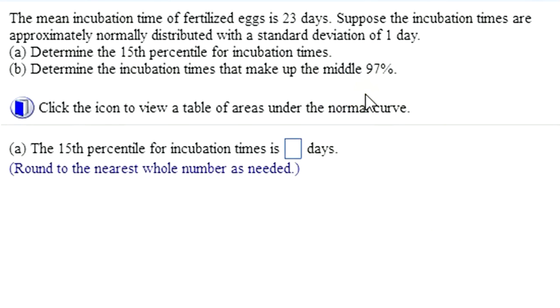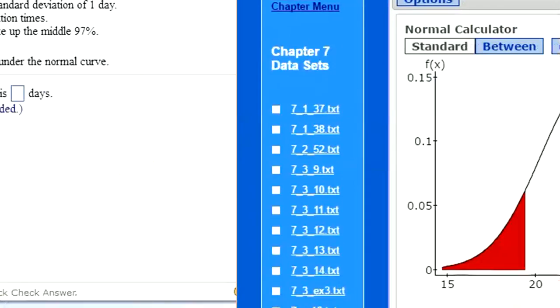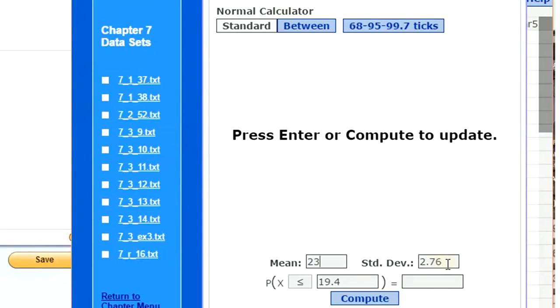Okay, so the mean incubation time of fertilized eggs is 23 days. Suppose the incubation times are approximately normally distributed with a standard deviation of 1 day. Determine the 15th percentile. So finding percentiles. Let's first put our distribution in. 23 is the mean and a standard deviation of 1 day.